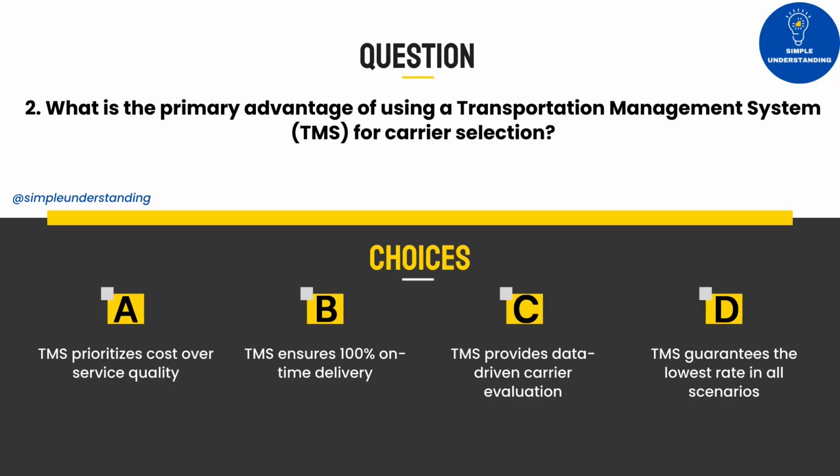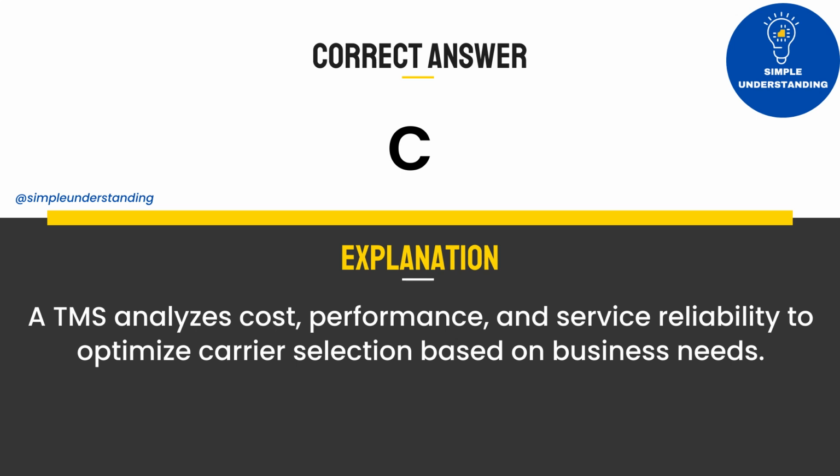2. What is the primary advantage of using a transportation management system, TMS, for carrier selection? A. TMS prioritizes cost over service quality. B. TMS ensures 100% on-time delivery. C. TMS provides data-driven carrier evaluation. D. TMS guarantees the lowest rate in all scenarios. Correct answer, C. Explanation. A TMS analyzes cost, performance, and service reliability to optimize carrier selection based on business needs.